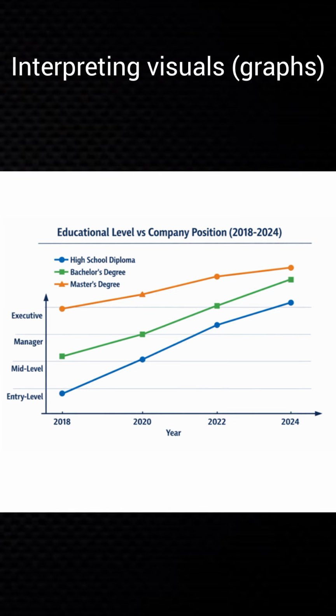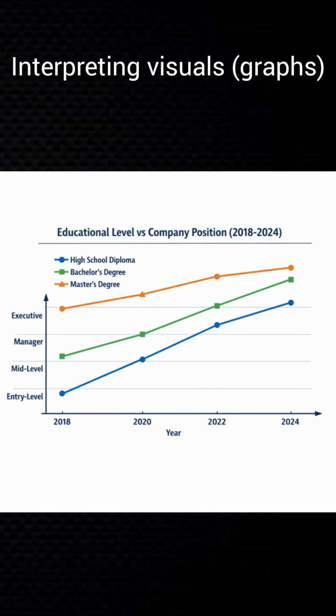Then you also identify the variables, that is what is on the x-axis and what is on the y-axis. In most cases, the x-axis will represent the independent variable, while the y-axis would represent the dependent variable, the variable which changes. So in this case, our title says educational level versus company position between 2018 and 2024.